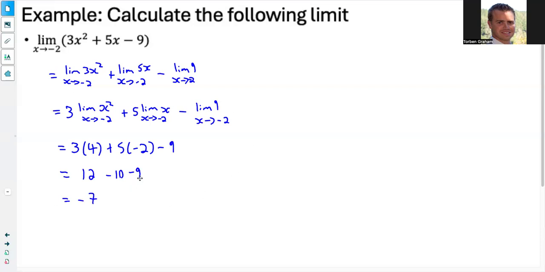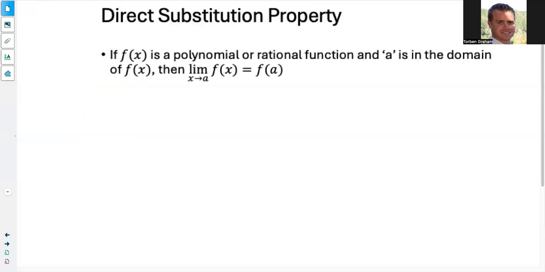Now, what you would have noticed here is essentially the limit in this case, because we're approaching an x value that wasn't a non-permissible or a place where we're changing functions, was the same as if we had just plugged this in for our variables. So that brings us to our direct substitution property, which states if f of x is a polynomial or rational function and a is in the domain of f of x, then our limit of f of x as x approaches a equals f of a. So the key thing here is a is in the domain of f of x, which means that a is not a non-permissible value of, say, a rational function. If that's the case, our limit of f of x as x approaches a is just going to be the same as f of a.